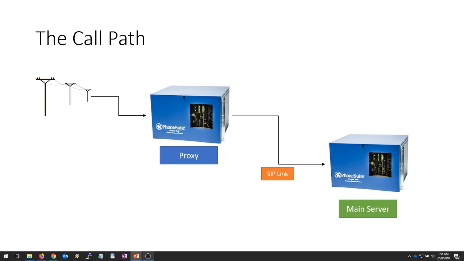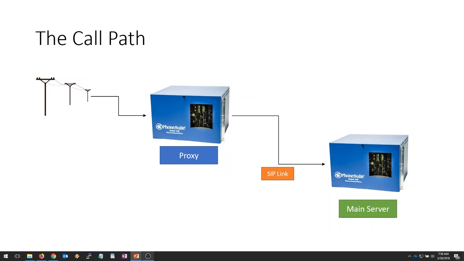So you see that the analog call comes in, hits the proxy, and the proxy basically immediately sends it right back out. It doesn't process it, it doesn't think about it too much, and it sends it out over a SIP link over to the main Voiceware server. So we're going to be taking a look at how to set this up on the proxy and on the main server to make this all work. It's fairly, I don't want to say easy, but it is a straightforward concept once you understand this diagram.